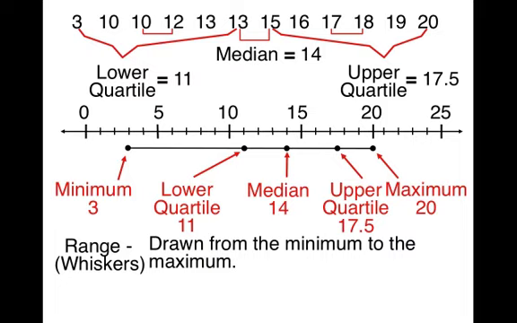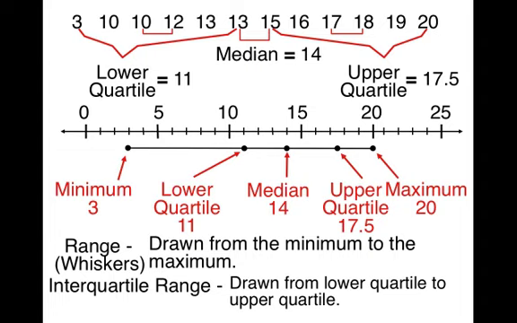So you put all your dots on a line, and then your interquartile range is drawn from the lower quartile to the upper quartile. That's basically your box. And you've just done a box and whisker. Woohoo!